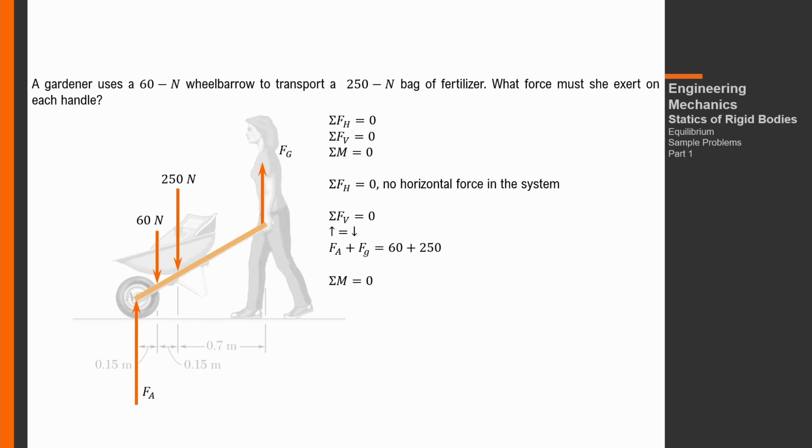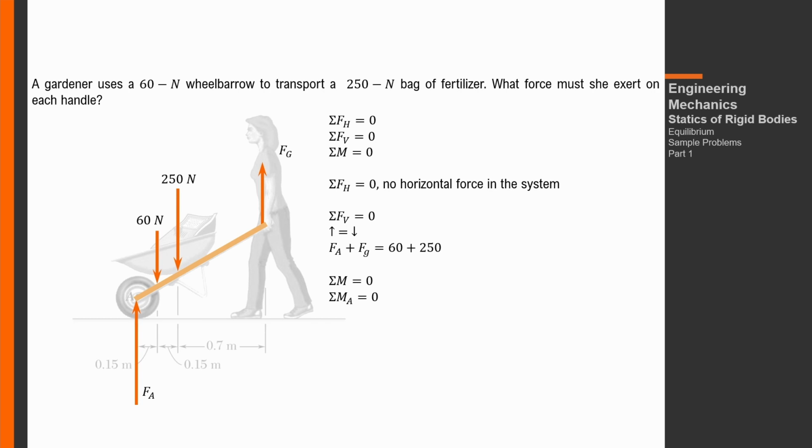Yung isa pang equation, summation ng moment is equal to 0. So, kung naaalala pa yung concepts ng moment, ang moment equal yan sa force times distance. So, ang isang way para makapag-solve ng equations of equilibrium, i-consider natin yung moment dun sa point na nandun yung line of action ng isang force. For example, dito sa problem, pwedeng mag-moment tayo sa point A. Dahil yung distance ng force A or yung reaction sa A ay magiging 0 dahil nandun yung line of action niya.